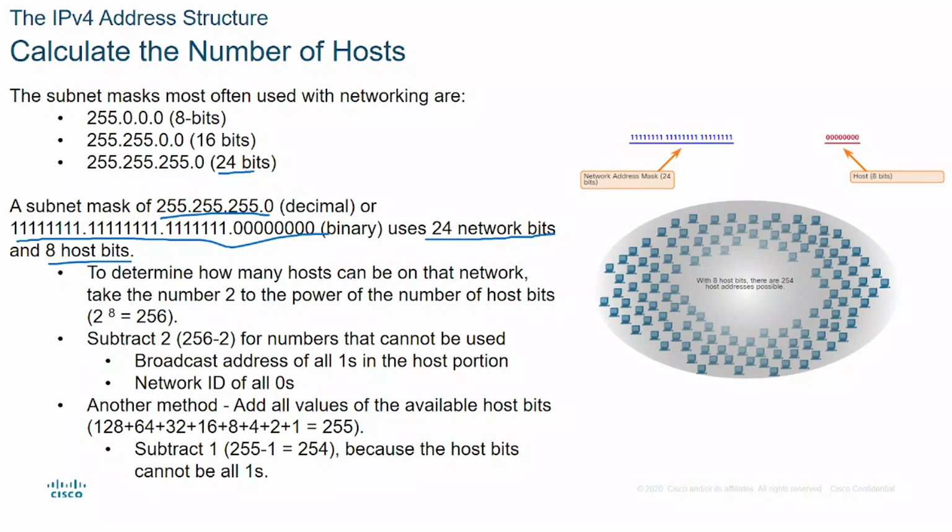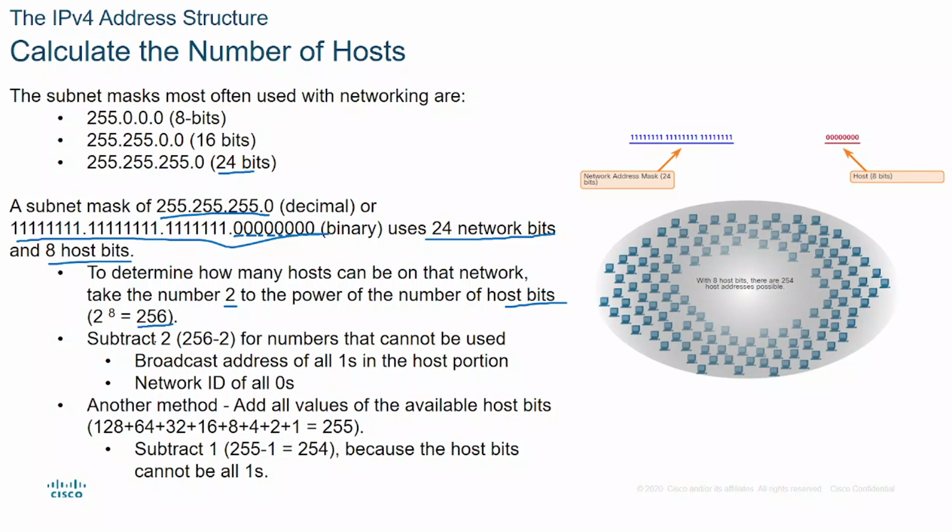So to determine how many hosts can be on that network, take the number 2 to the power of the number of what? Host bits. So if the subnet mask is this, the number of host bits is what? 8. Remember, this one has how many host bits? 8. Because when you count how many zeros are here, you have one, two, three, 4, 5, 6, 7, 8. So you have to do 2 raised to power 8, which means we can have 256.